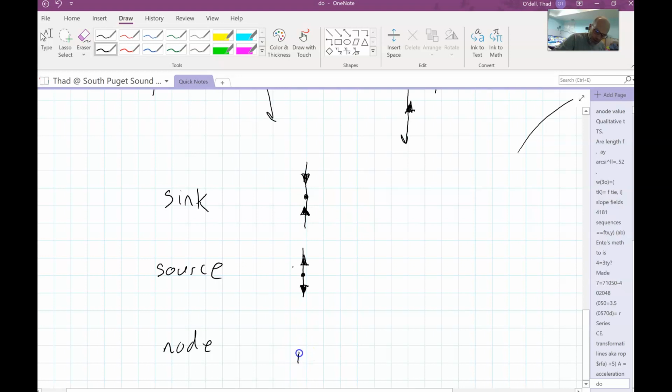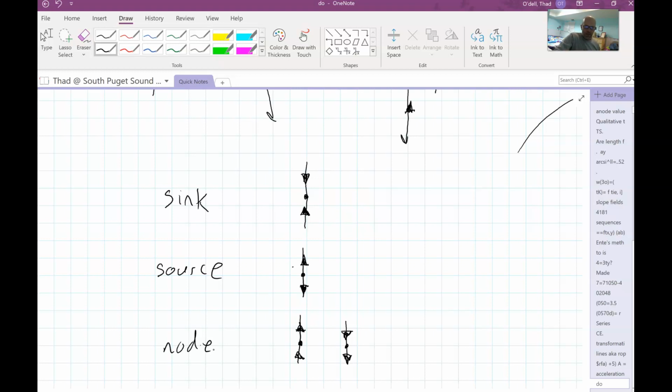And then finally a node, you probably have already guessed this if you've been paying attention, they're going in the same direction. In other words, we can't tell. So it could look like this, or it could look like this. In the sink and source, they're doing the opposite of each other, whereas in the node, they're doing the same thing. In the node, they're either both going up on either side of the equilibrium point, or they're both going down.